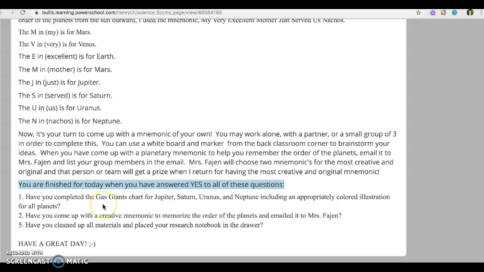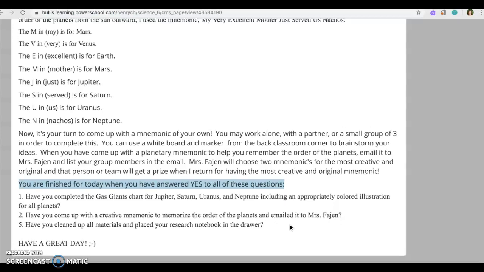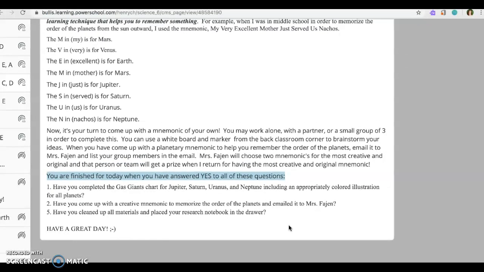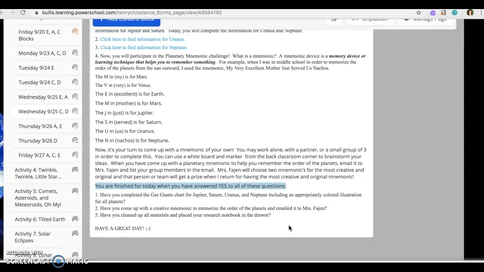So please make sure today, boys and girls, that you have fully completed the gas giants chart for Uranus and Neptune, and at this point that entire chart should be completed. Number 2, please make sure you've come up with a creative mnemonic to remember the order of the planets and you've emailed it to me. And lastly, have you cleaned up all of your materials and placed them in the research drawer?